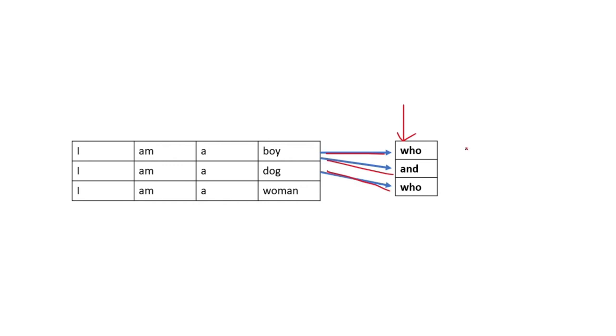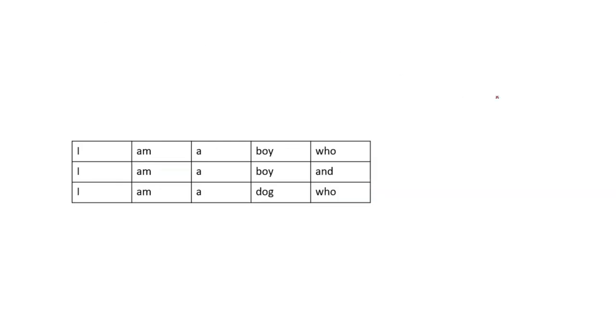In this example, the three beams in the next iteration will be "I am a boy who", "I am a boy", and then "I am a dog who". Notice that there is no token in the top three corresponding to the beam "I am a woman". So this beam is eliminated from the search. And here's the result of this iteration of beam search.